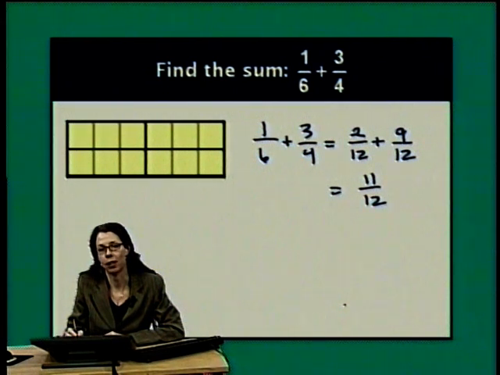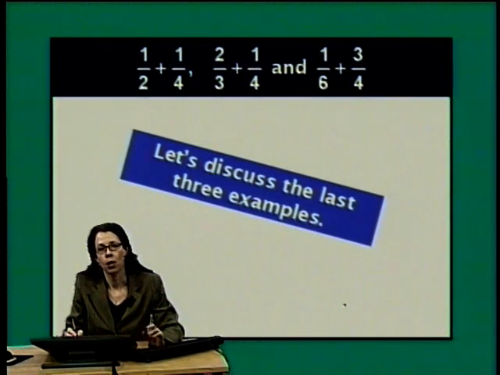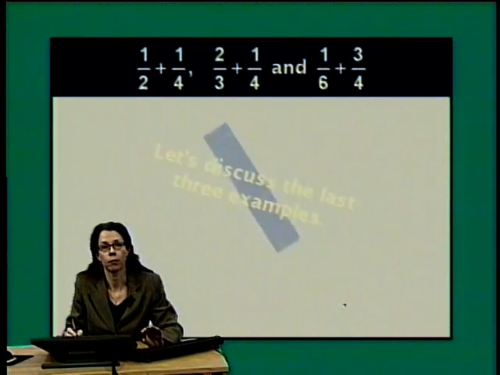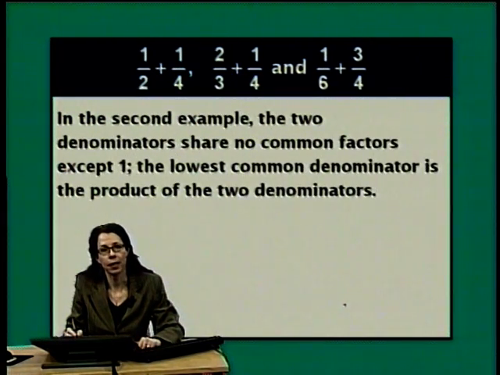Now what we're working at here is a strategy for coming up with the least common multiple. So I want to discuss the last 3 examples a little bit. So let's talk about what we saw. In the first example, 4 is a multiple of 2, and it was also the lowest common denominator. In that problem, our common denominator was 4. In the second example, the two denominators share no common factors except 1. 3 and 4 are called relatively prime. The lowest common denominator in this case was the product of the two denominators. We used 12.